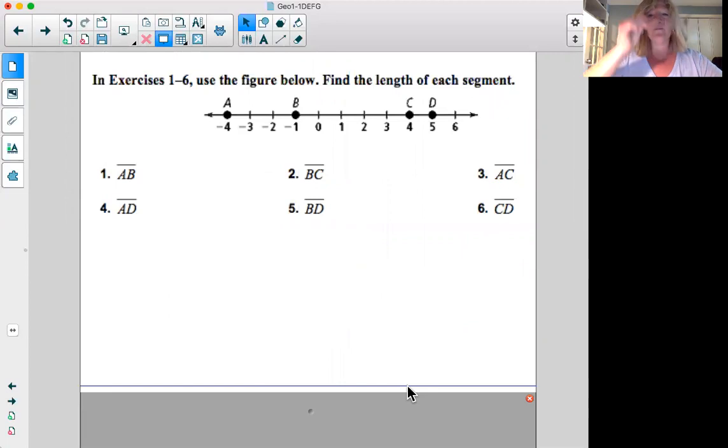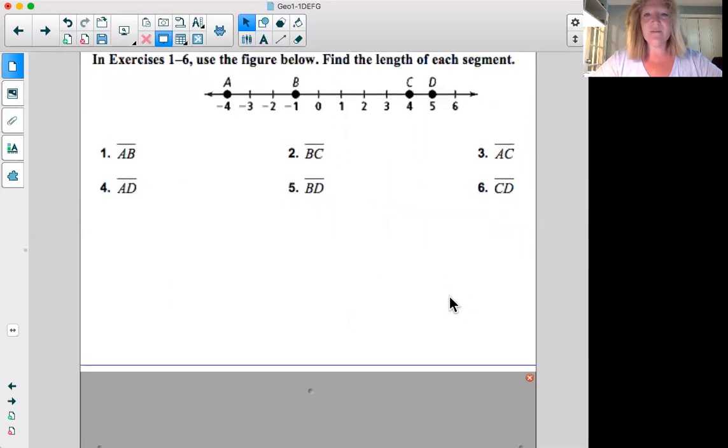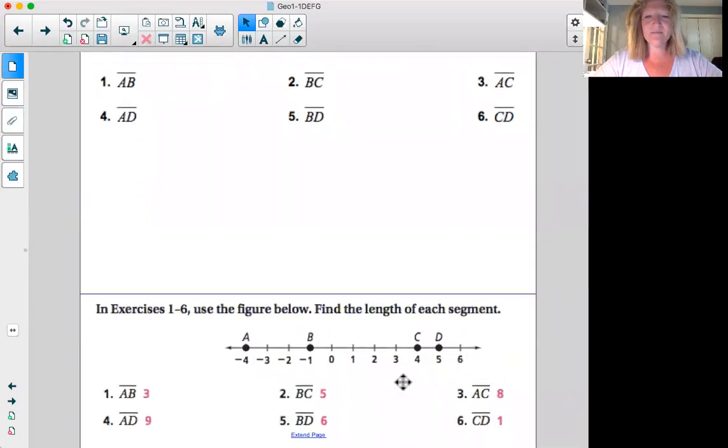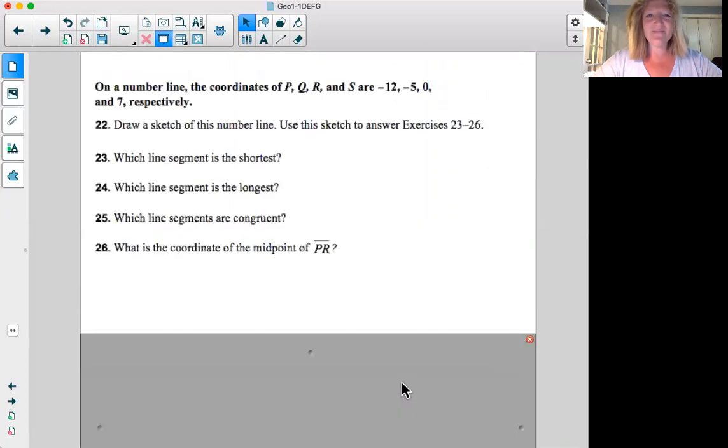If you'd like some extra practice, then pause and find the lengths of each segment mentioned here, and then press play for the solution. And if you have any questions, just let me know.